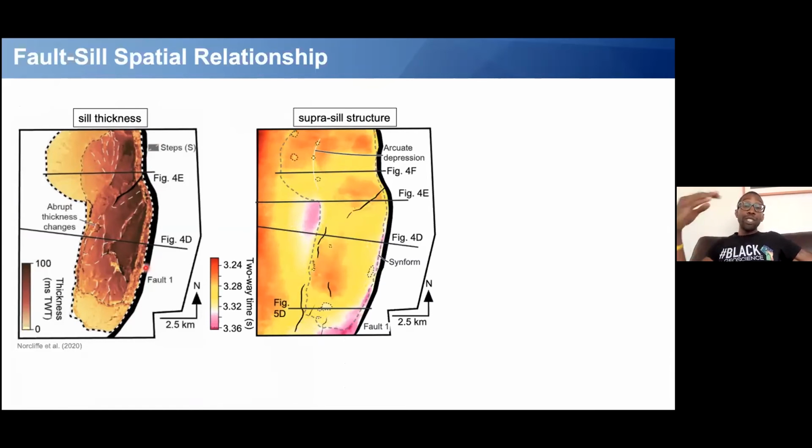This is the suprasill structure. So this is the forced fold above the sill. It's actually quite a complex dome. It's not a simple dome. The dashed line is showing the outline of the underlying sill. There are a number of different closures above this sill. So it's a bit like some of the Canterbury examples.